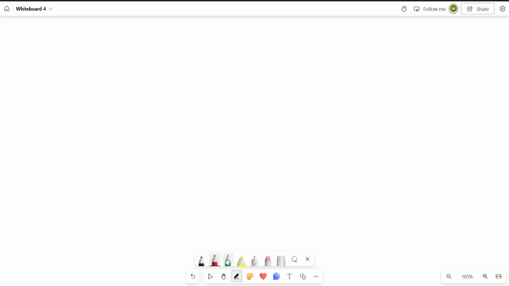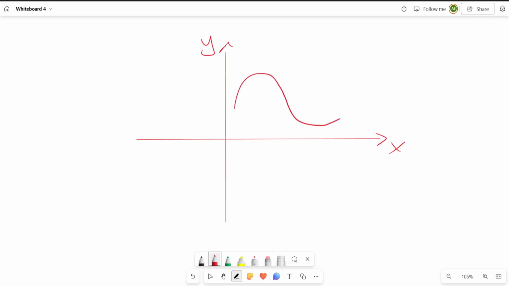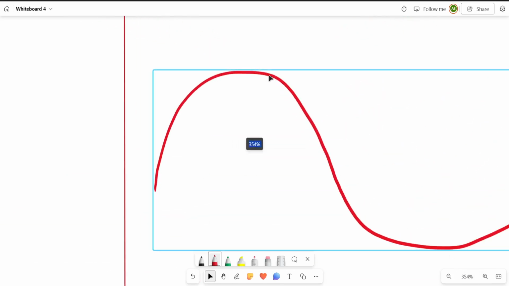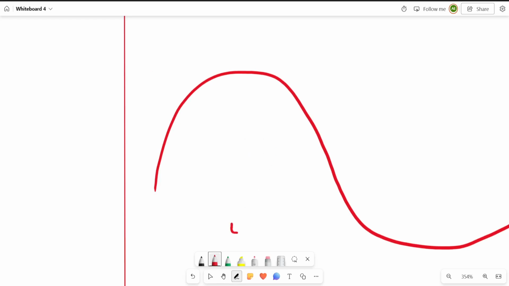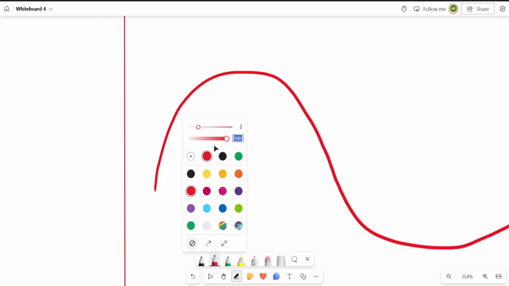So first, let's say we have a curve on the xy plane. That looks something like this. Let's say this is some function f of x. Okay, so let's zoom in a little bit and see what is happening. Let's take a look at this part of the curve over here.